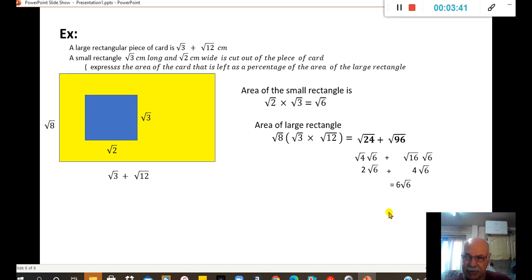Now we subtract the small area from the big area of the rectangle. It becomes 6 square root of 6 minus square root of 6 for the small area, which becomes 5 square root of 6. This is the area of the big rectangle for the left side.